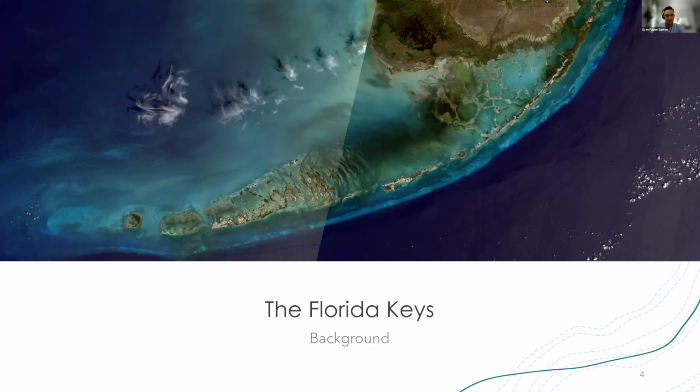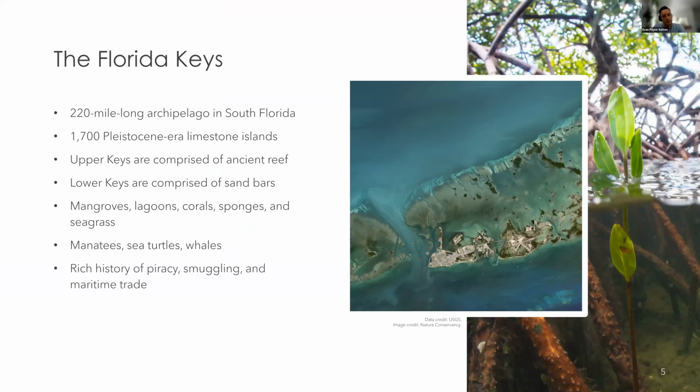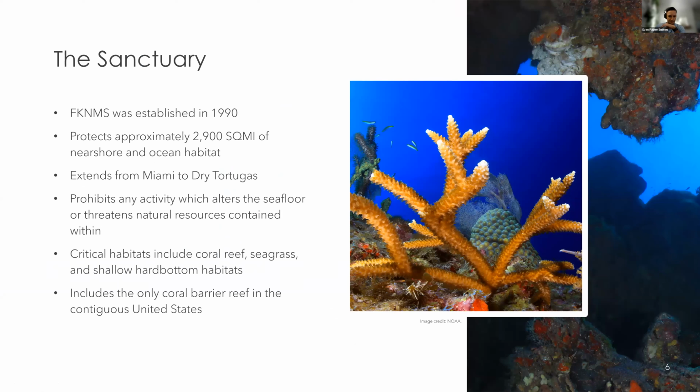So as far as the Florida Keys, it is a 220-mile-long archipelago in South Florida. It's comprised of approximately 1,700 Pleistocene-era limestone islands. So pretty much this is ancient coral, sandbars, mixed for some really rough terrain. It's characterized by mangroves, lagoons, saltwater marshes, corals, sponges, and seagrass. Notable species, marine mammals, you've got manatees, sea turtles, spiny lobsters, and whales. On a fun note, it's also got a rich history of piracy, smuggling, fishing, and maritime trade.